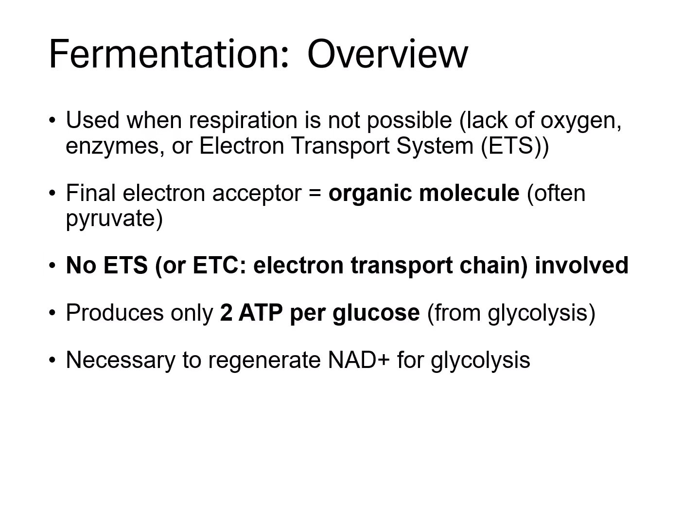When respiration is not possible, either because oxygen or an electron transport chain is missing, then cells will use fermentation. And fermentation uses an organic molecule, like pyruvate, as the final electron acceptor. It regenerates NAD+, so that glycolysis can continue, but only makes 2 ATP per glucose.